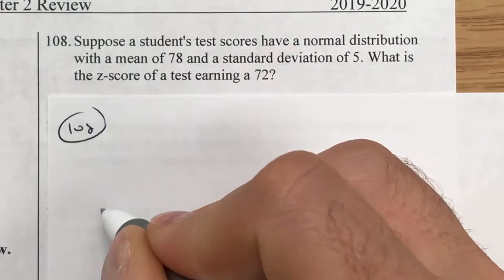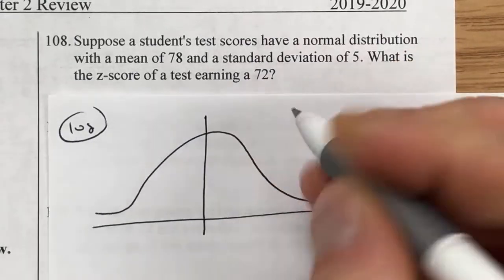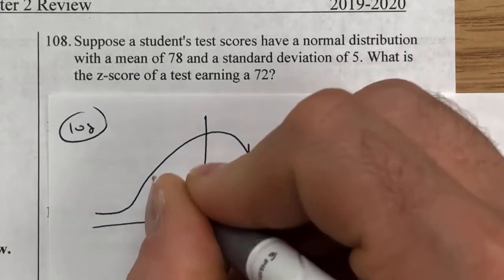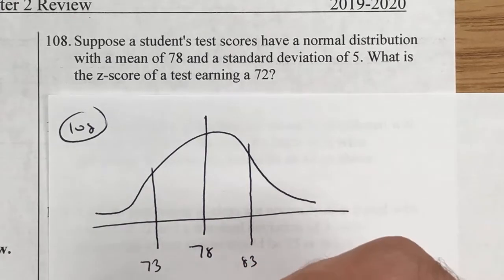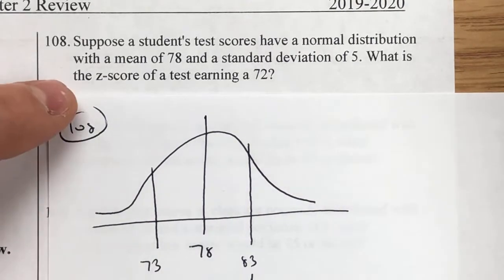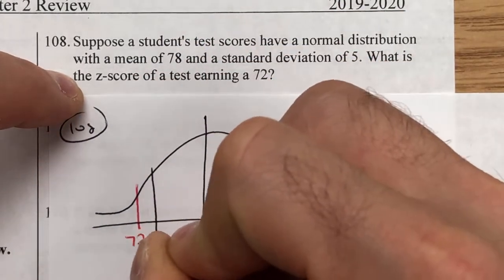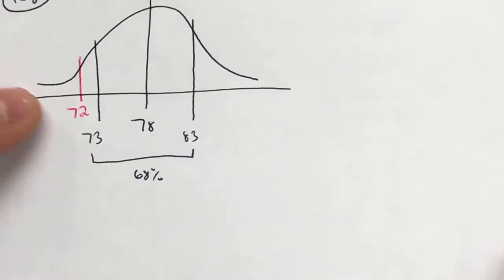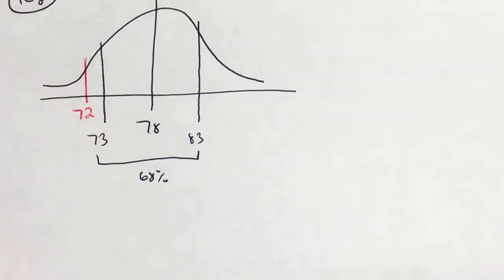Let's go ahead and sketch an idea of what's going on. We have a normal curve with a mean of 78 and a standard deviation of 5, which means from here to here, 73 and 83, 68% of the tests lie. We want to know the z-score of a test earning a 72, right here. We're outside of the first deviation, so it's going to be greater than 1. It's going to be 1 point something because it's not within the second deviation.